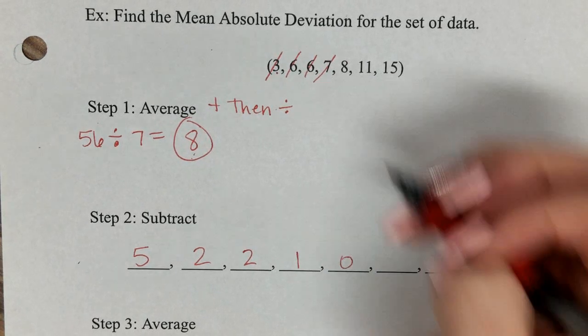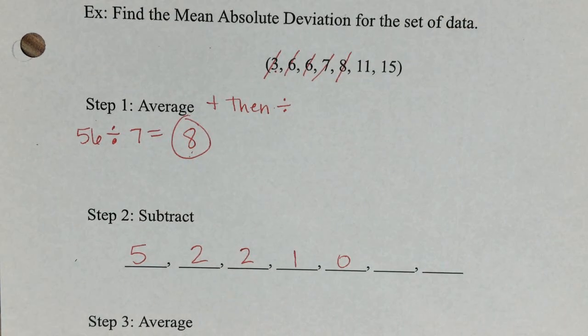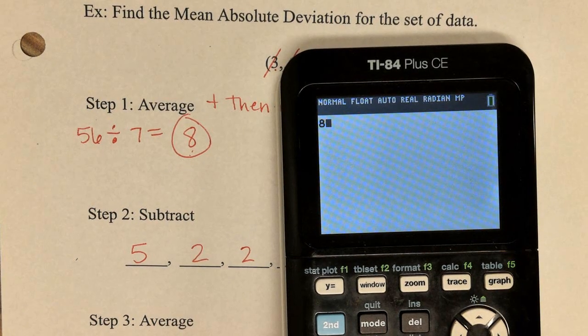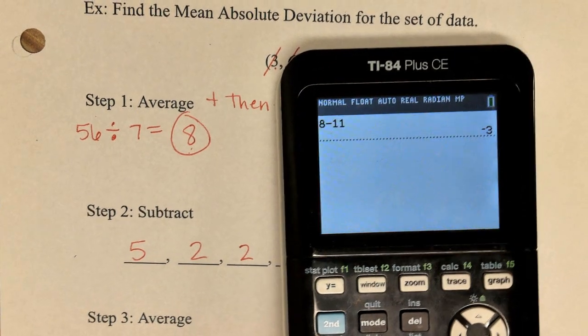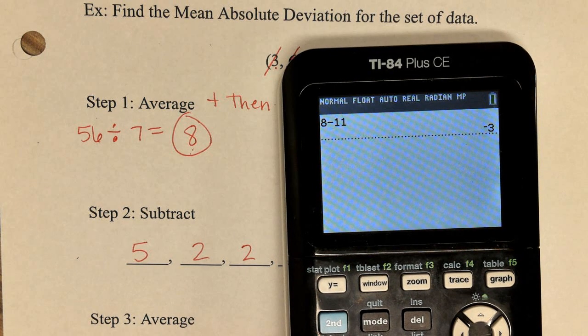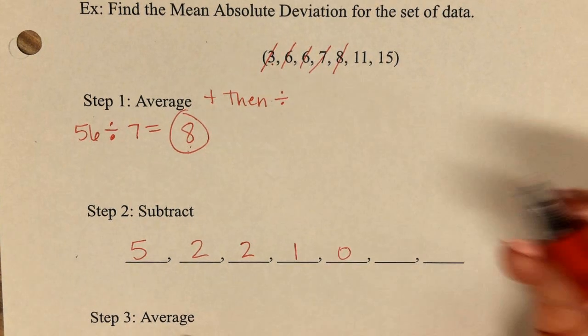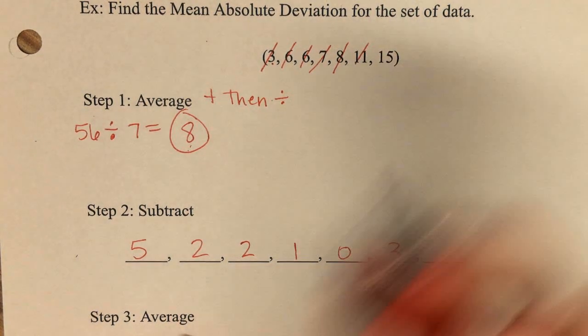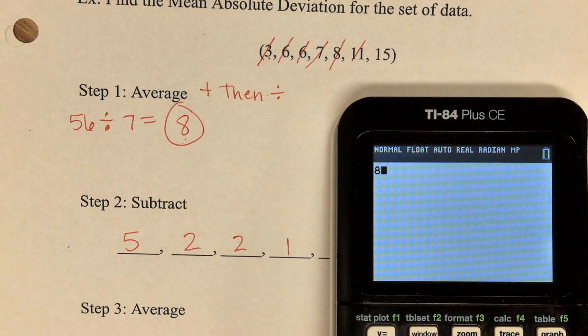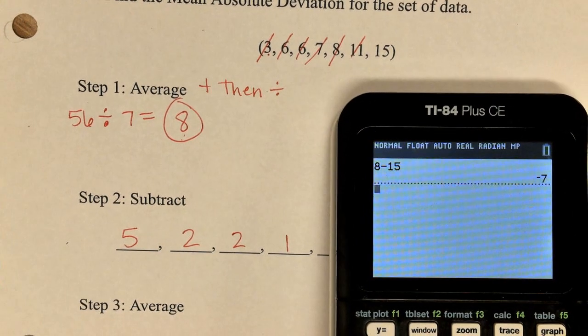So I write 0. Now, watch what happens when I put in 8 minus 11. It gives me a negative, but I do not write the negative. I just write 3, okay? Because you're just finding the difference. And 8 minus 15 is also going to give me a negative, but I'm just going to write the positive numbers, so I write 7.